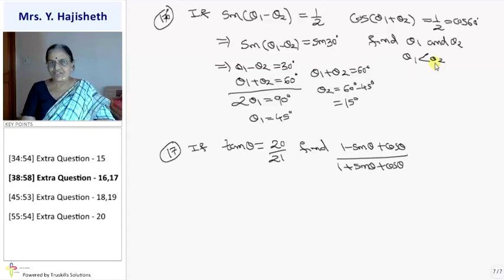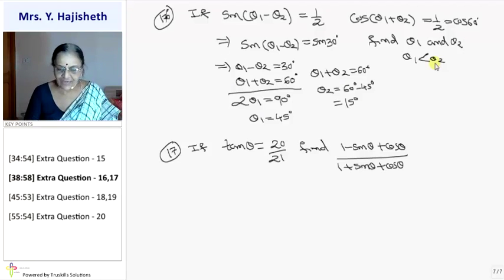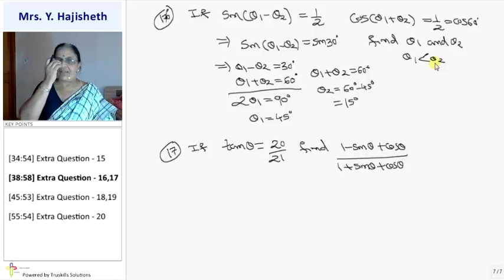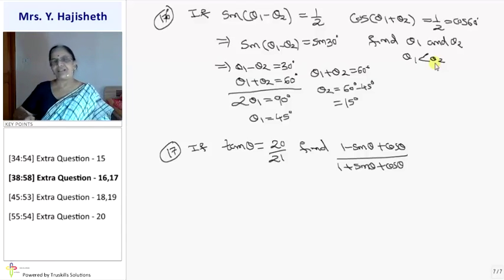Here my theta 1 is coming because sin is 1/2. Cos is also 1/2. Sin is 1/2 at 30 degree. Cos is 1/2 at 60 degree. So theta 1 minus theta 2 I am getting 30. Theta 1 plus theta 2 I am getting 60. So when you add them, I will get 2 theta 1 is 90.